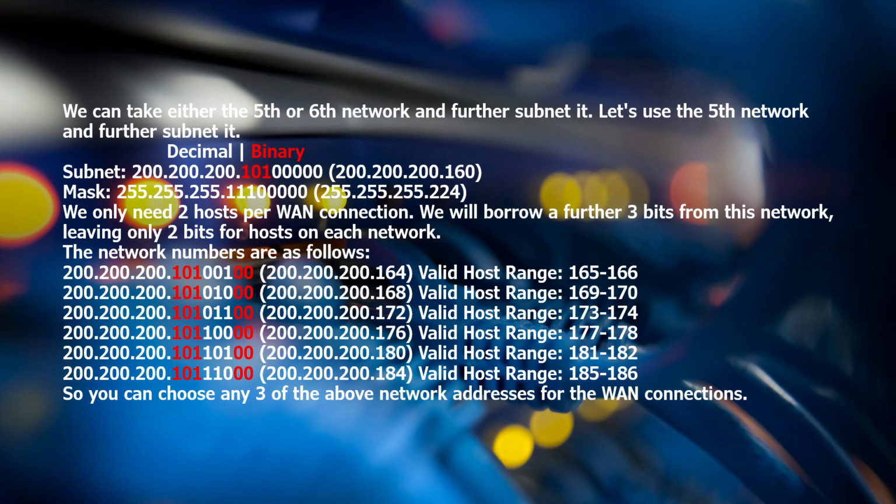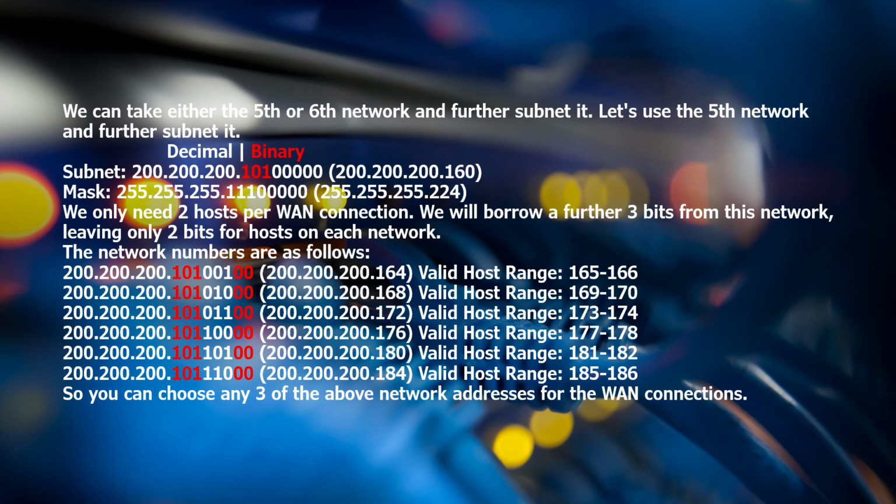Okay, this stands for 200. Like in this example, 200.200.200. Let's take the first one: 200.200.200.101.0010, which, if you convert this binary number into decimal, will be 164. Okay, the valid host range will be 65 to 67, as we only require 2.